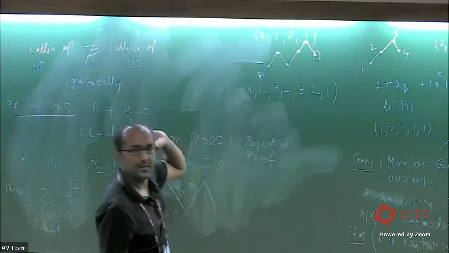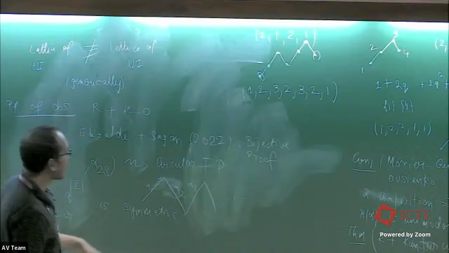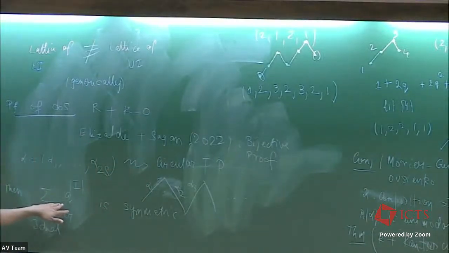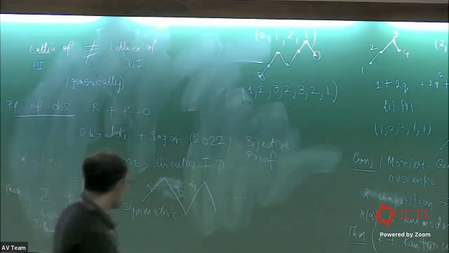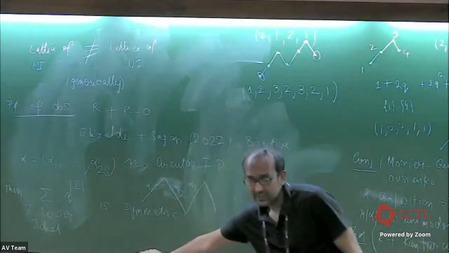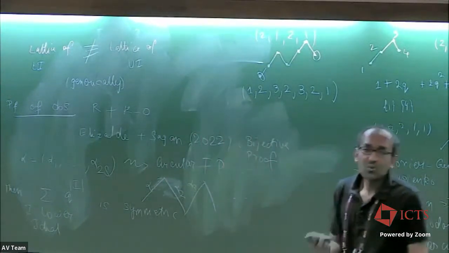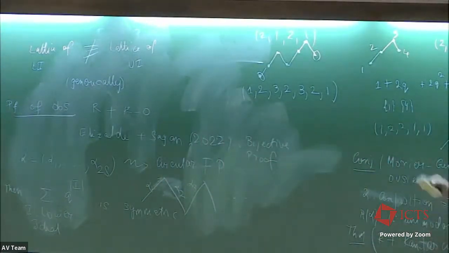Yeah. So the coefficient of q to the power of k is the number of lower ideals of size k. And what this theorem is saying is that the number of lower ideals of size k is the same as the number of lower ideals of size n minus k, or the same thing as saying that the number of lower ideals of size k is the same as the number of upper ideals of size k. And the curious thing, which really got us interested, is that there is no obvious proof of this. Okay.